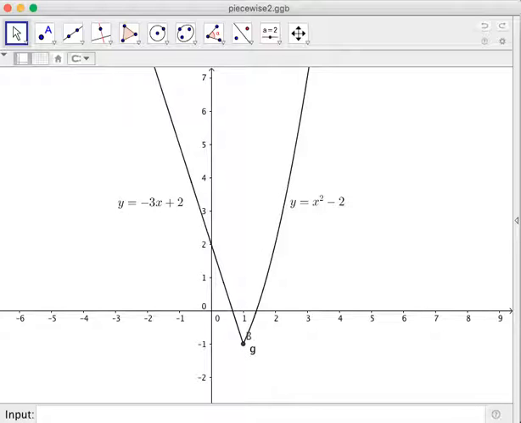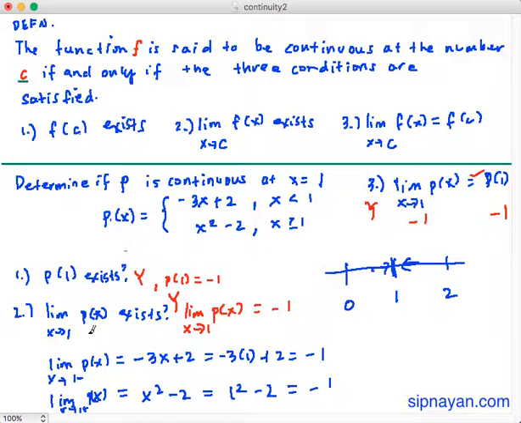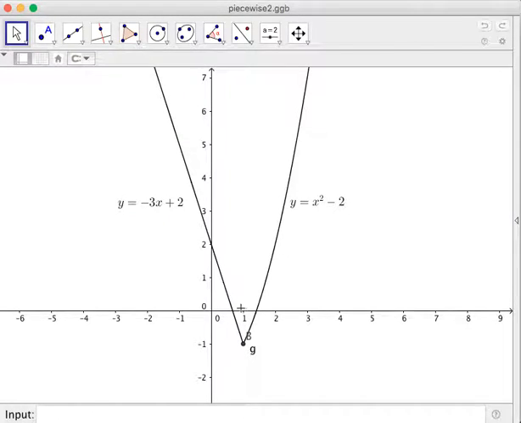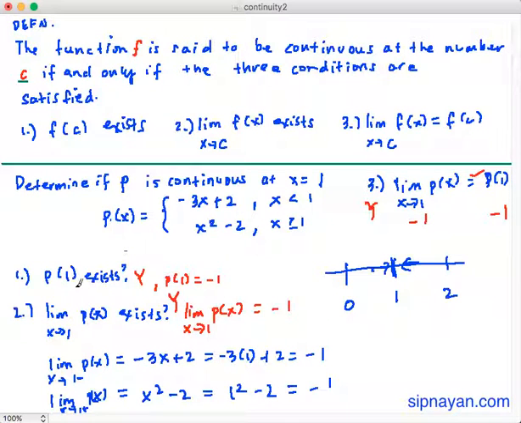Isa-isayin natin. Ano ibig sabihin ng mga nandito, no? P of 1 exists. Ano ba ibig sabihin ng P of 1? The value of the function at x equals 1. So, tingnan natin. At x equals 1, ito yung x natin, di ba? What is the value? Anong value ng function? Ano yung y natin? Pag sinabi mong value of function, tignan mo yung y value niya. So, the value of the function is equal to negative 1. Kaya p of 1 is equal to negative 1. At x equals 1, the value of the function is negative 1.